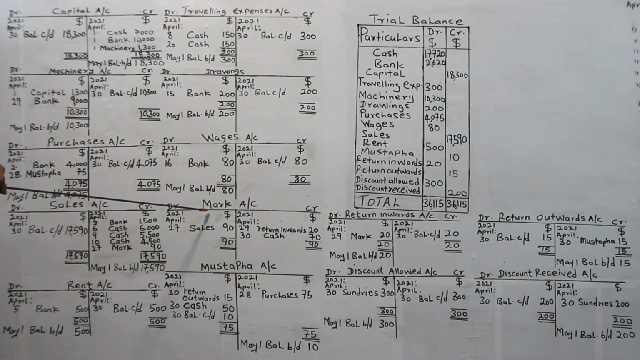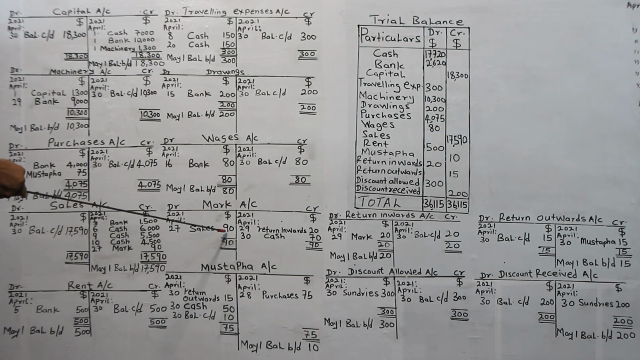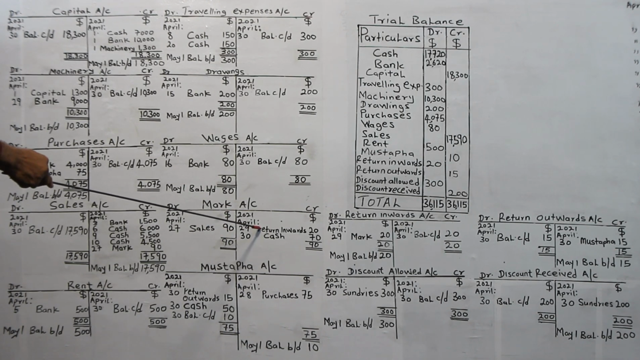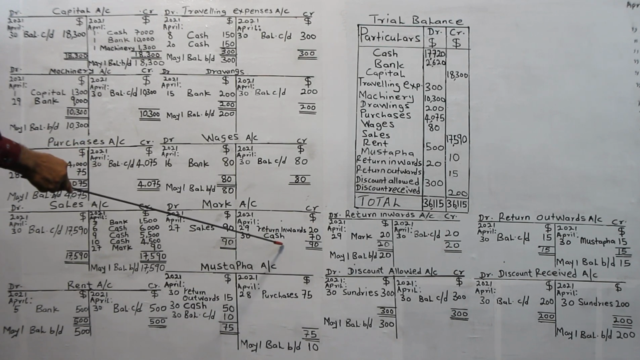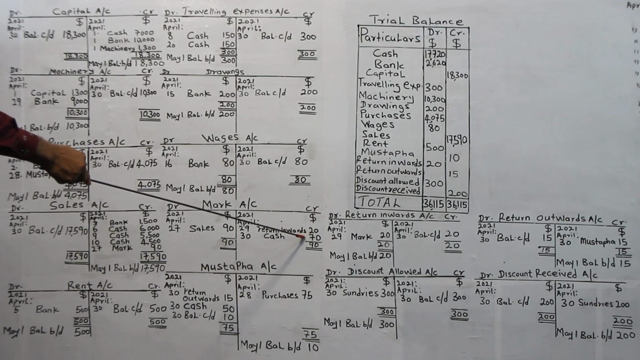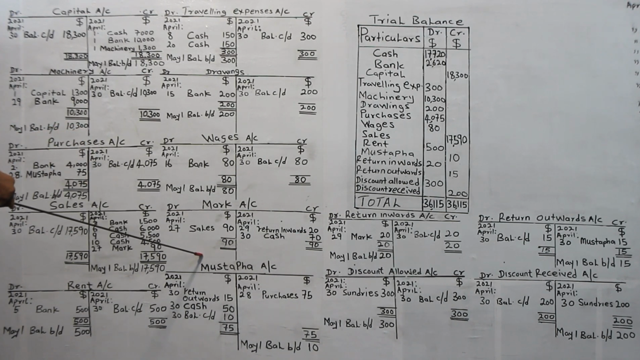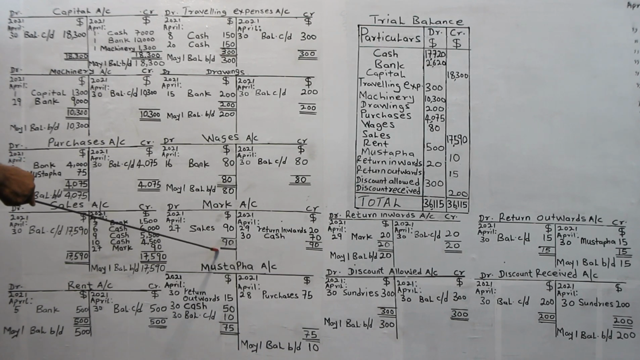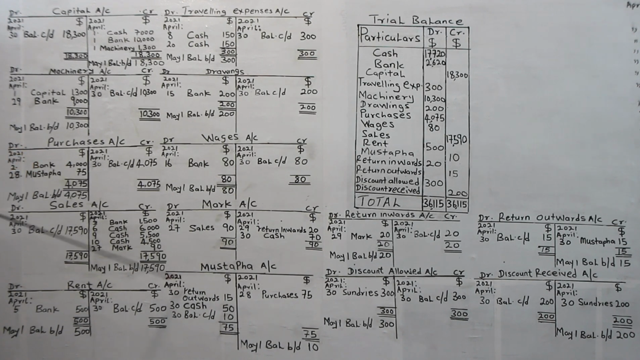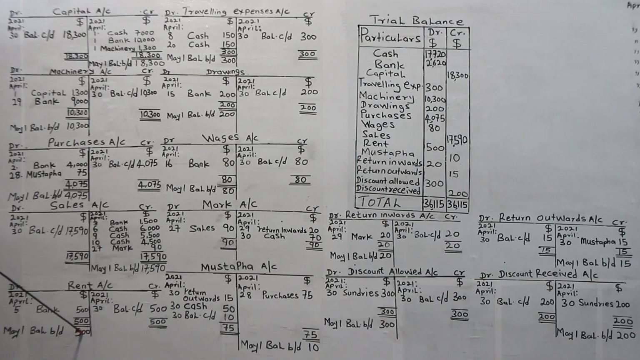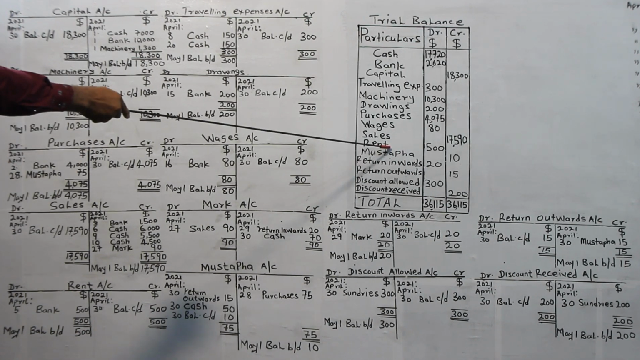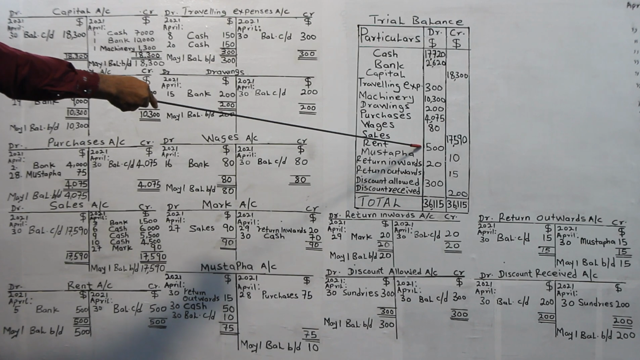We have Mark's account. Mark's account has been closed because we sold goods of $90 to Mark, and Mark returned goods of $20 and paid cash of $70, which has been acknowledged by the cashier. Now, the account cancels itself out because Mark has no other contractual relationship with Victory Enterprises. Then the rent account has a balance brought down on the debit side, 500. So we take the rent account to the debit side of the trial balance, 500.